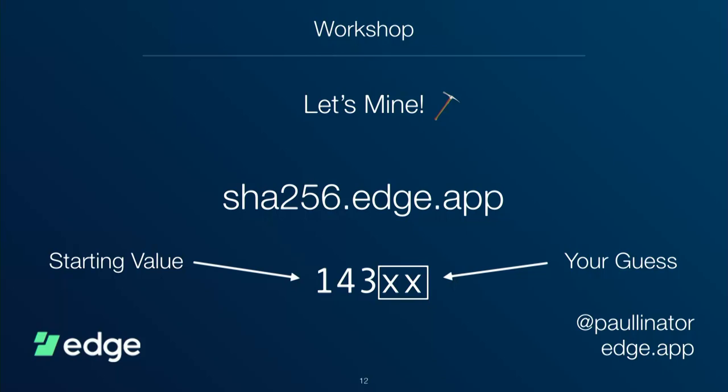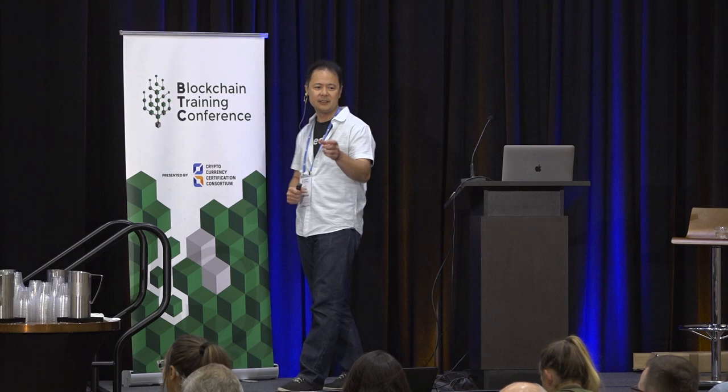So we can do this as well. We can mine. If anyone has a phone or computer, I'll give out another $20 of Bitcoin here. If you go to SHA-256, which is the hashing algorithm we use, .edge.app, it should look kind of like this, where you can put in a little blob of data and you get a resulting value.